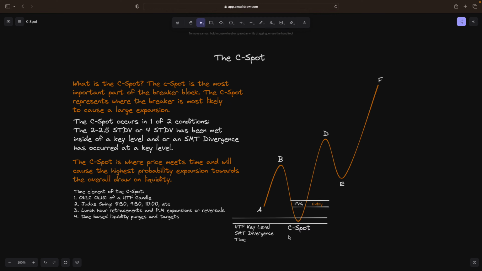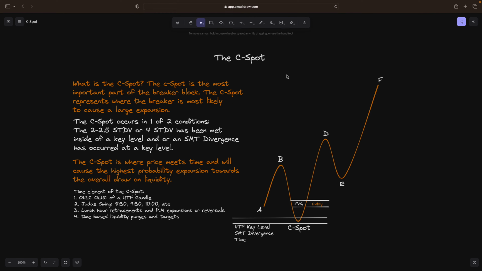I hope you learned something from the first video of the anticipatory breaker strategy. Today we're going to talk about one of, if not the most important part of the strategy, the C spot. The C spot is simply A, B, C. It's where the C leg of the breaker forms, okay?